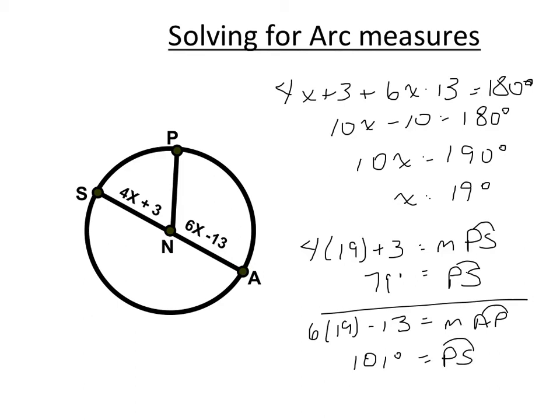That's the measure of arc AP. And you notice the two do add up to 180, which is our check to make sure we did this right. So this one was 79 degrees, this one is 101 degrees, and all told, with this 180 degrees, we get a full 360 degree circle.